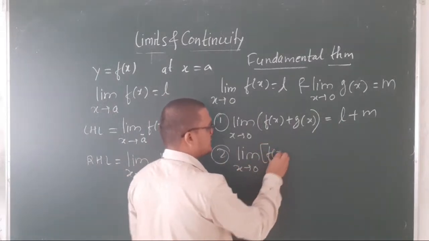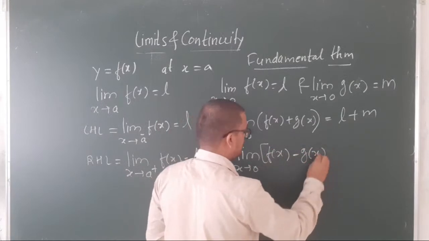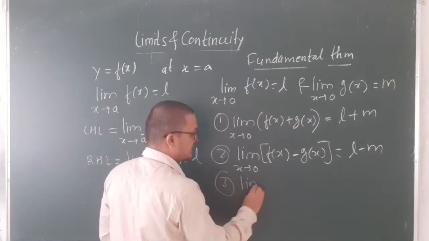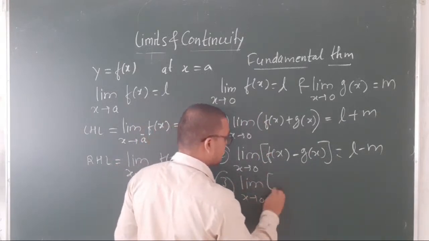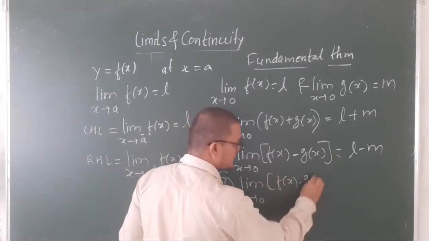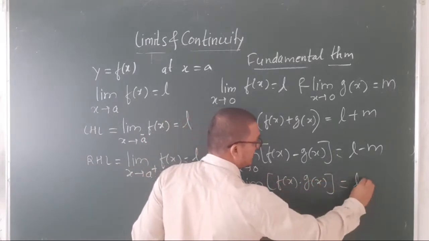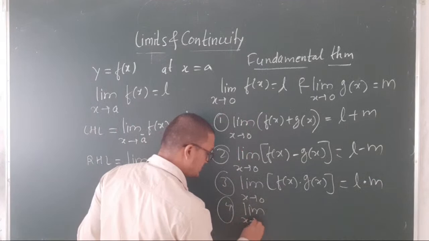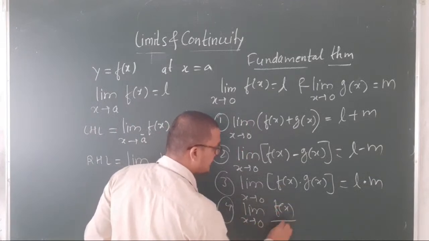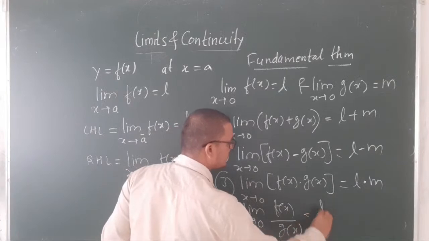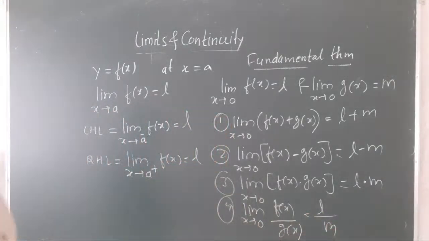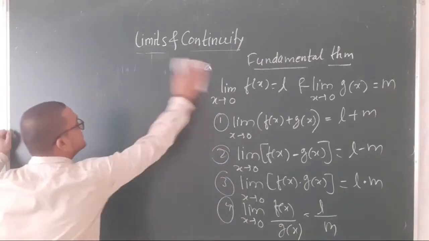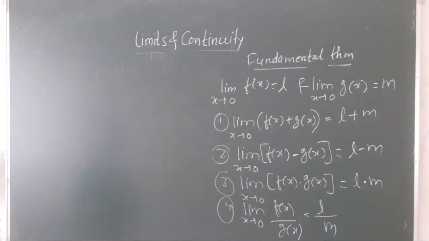Similarly, we can write limit x tends to 0, f of x minus g of x, it will be L minus m. Next, limit x tends to 0, f of x into g of x, so it is L into m. Similarly, limit x tends to 0, f of x divided by g of x is equal to L upon m. Okay, so this is also called algebra of limits.